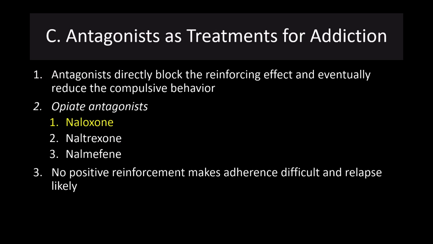Antagonists as treatments for addiction, these directly block the reinforcing effect and eventually reduce the compulsive behavior. Naloxone is the active component of Narcan. Because this is a complete opiate antagonist, it will reverse the effects of an overdose relatively quickly. The problem is because it completely reverses the effects of the opiates, people go instantly into withdrawal. Because they're not getting any kind of reinforcement, it makes adherence difficult and relapse likely. So combining naloxone with buprenorphine, they get a little bit of that reinforcement, but also then if they abuse again, they get no effect from the drug of abuse because of the presence of the naloxone.